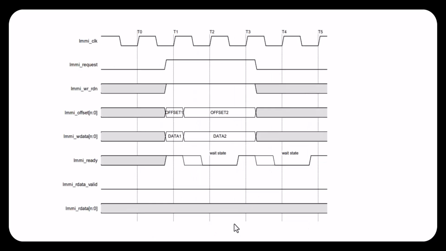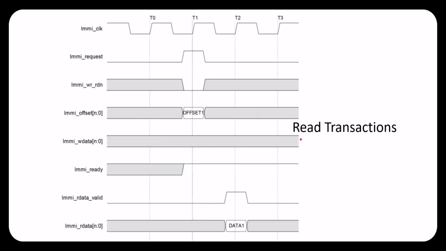Burst write with the wait state. Let's say after one transaction, the slave is not ready for the next data, so the slave keeps the ready signal low. Once it is ready, the next data will be transacted.